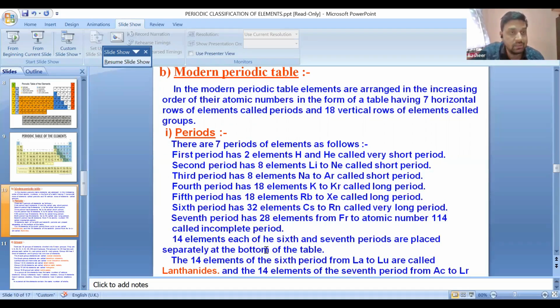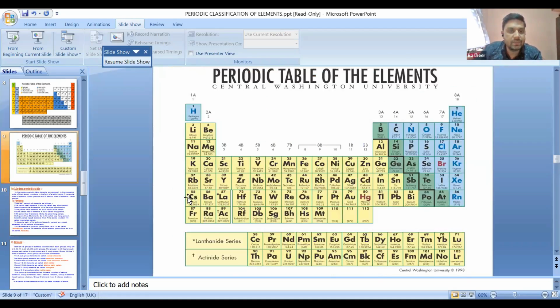14th element, each of the 6th and 7th. So this is my 6th, 55. You can see here 1, 2, 3, 4, 5, 6, 6 and 7. Whatever the 6th and 7th, the extra element we put down in the form of cerium and thorium.